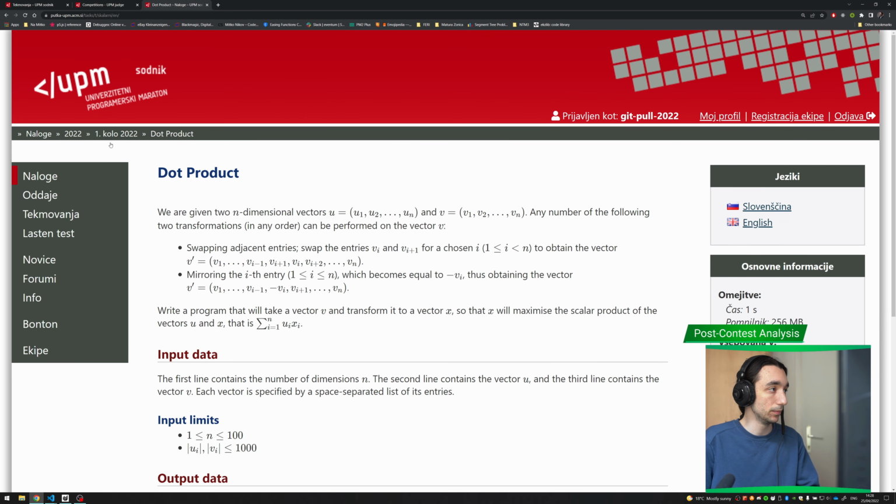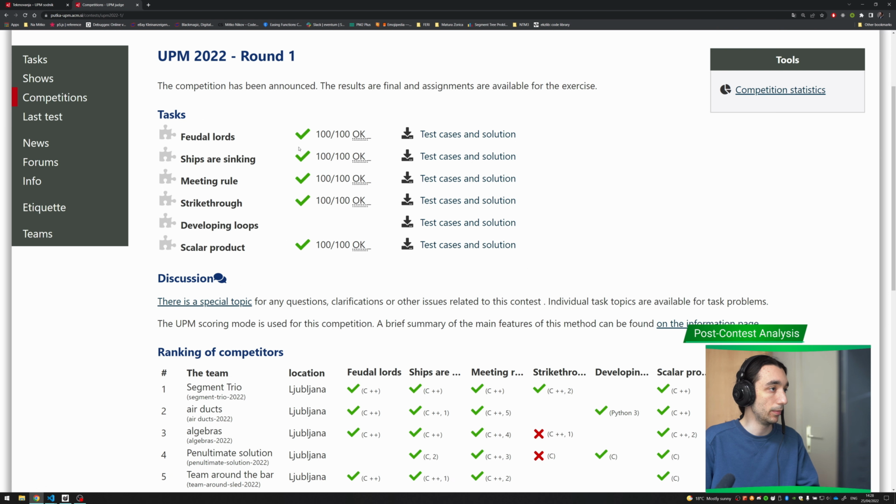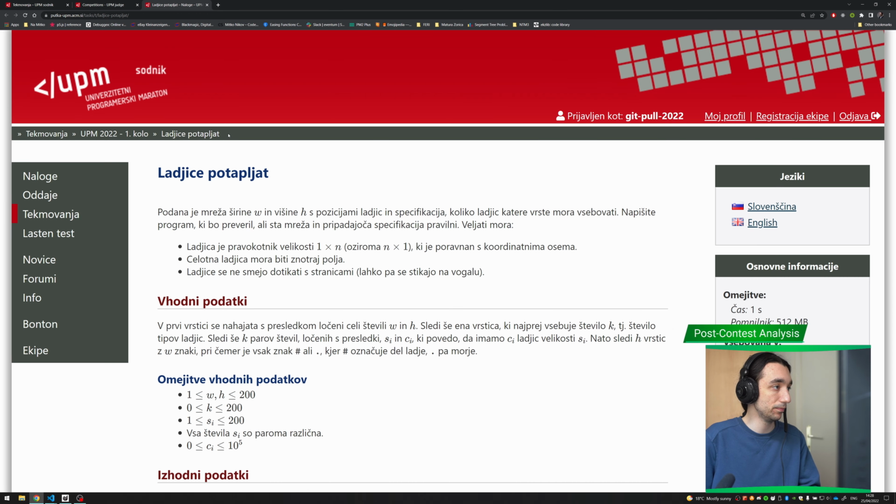Nothing too complicated. Okay, let's get back. This is a pretty straightforward problem. It's meant for all teams to solve. The next problem was this ships are sinking problem.